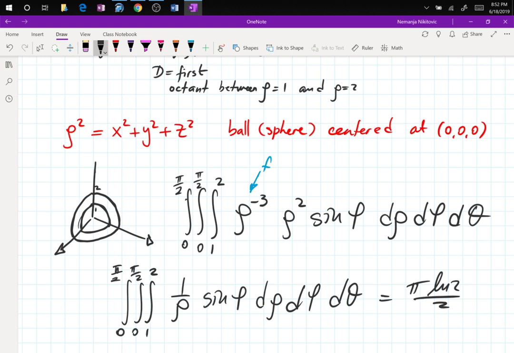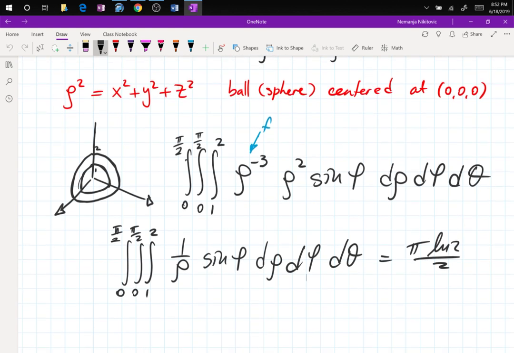They solved it over there. I just copied the answer. You can integrate one by one.